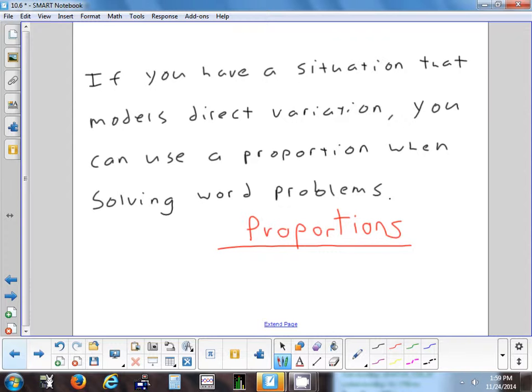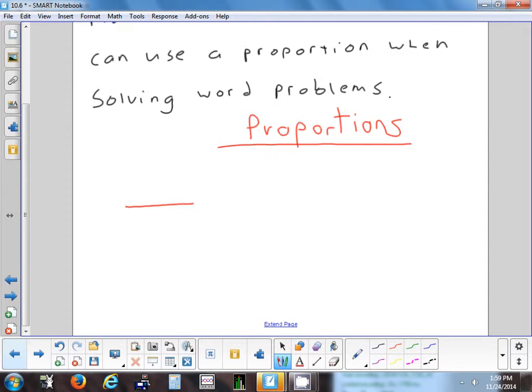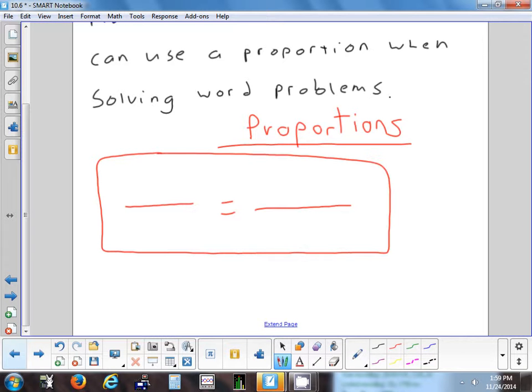All right, then on your notes it says something like this, guys. Then you have something that looks like this, right, on your notes. We've done proportions before.